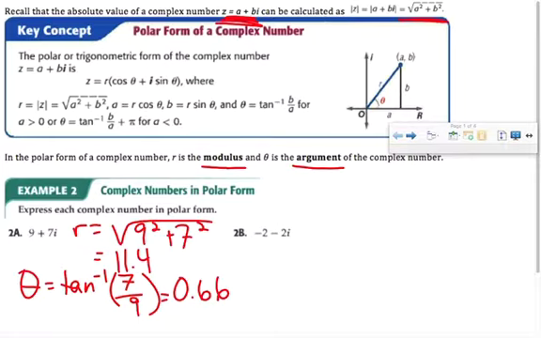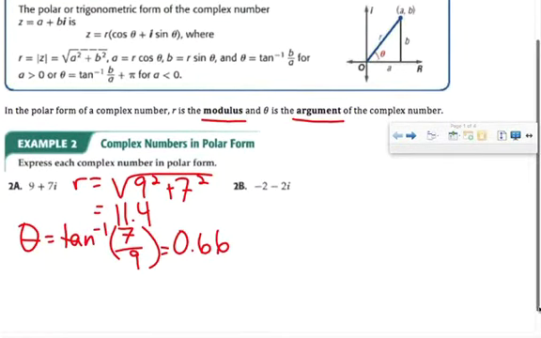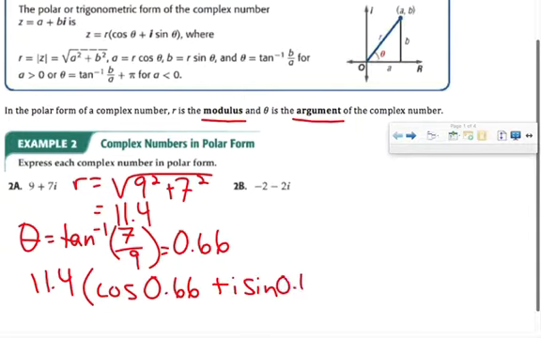And now I'm ready to rewrite the complex number in polar form. And so it will look like this. It will be r, which is 11.4, times the cosine of 0.66 plus i times the sine of 0.66.